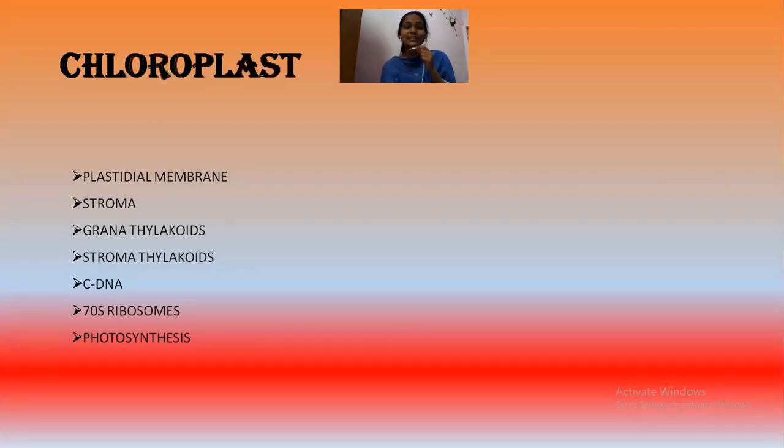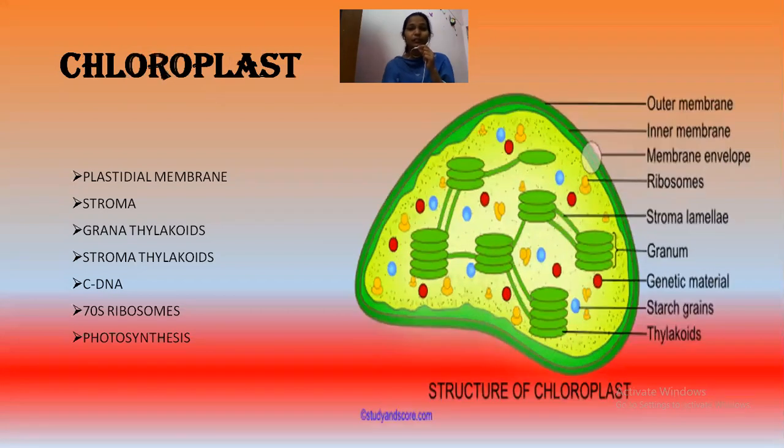The next cell organelle is chloroplast. This is the structure of chloroplast. The chloroplast is also a cell organelle which is bounded by two membranes: the outer plastidial membrane, and the inner one called the inner plastidial membrane. The space between the two membranes is called the periplastidial space.